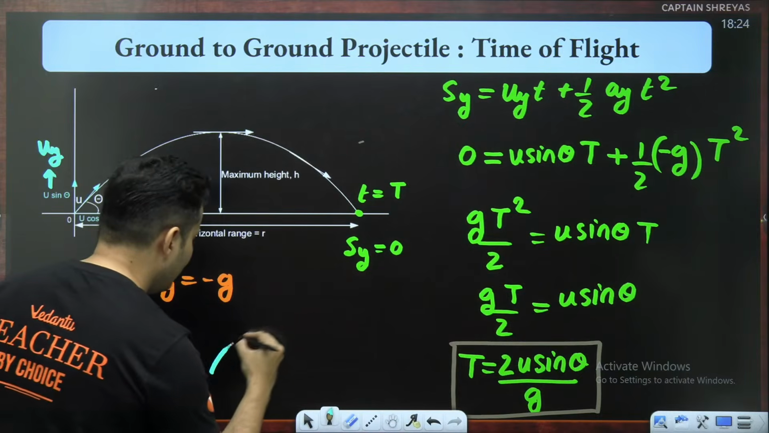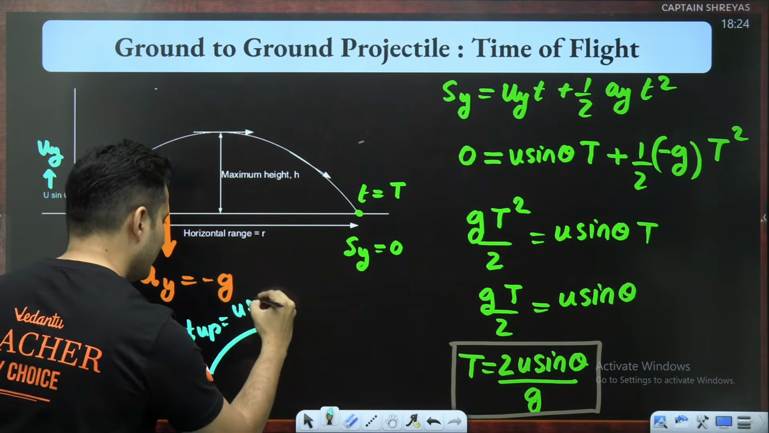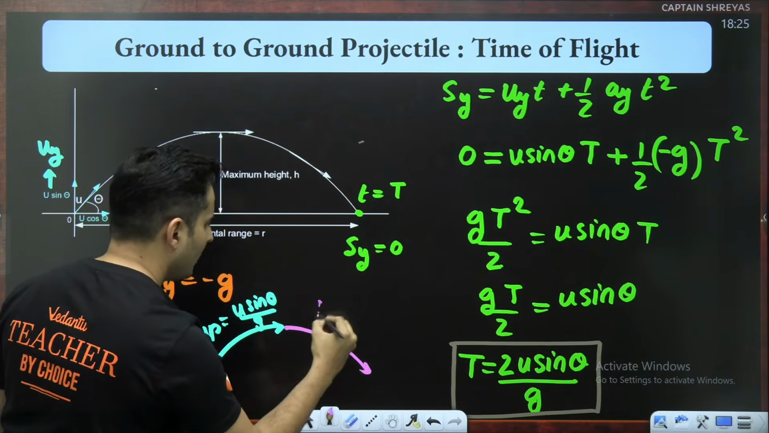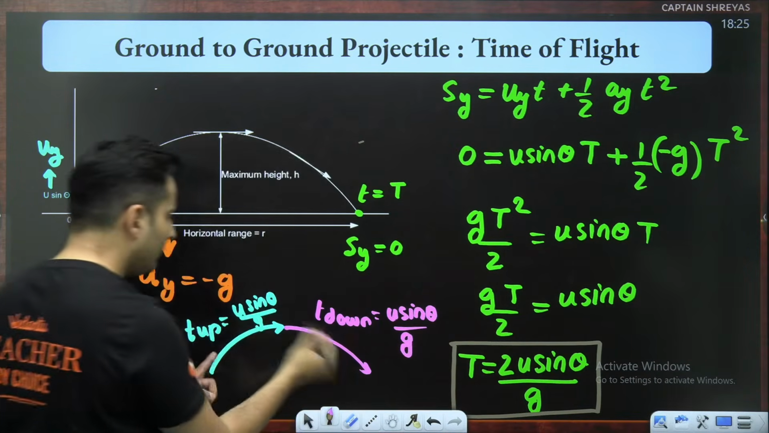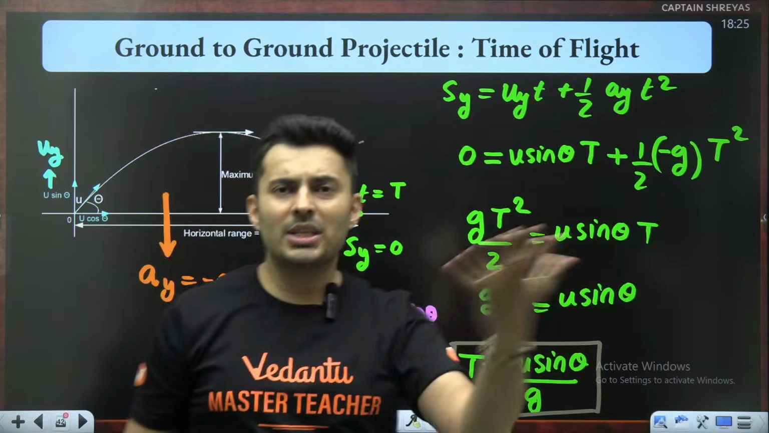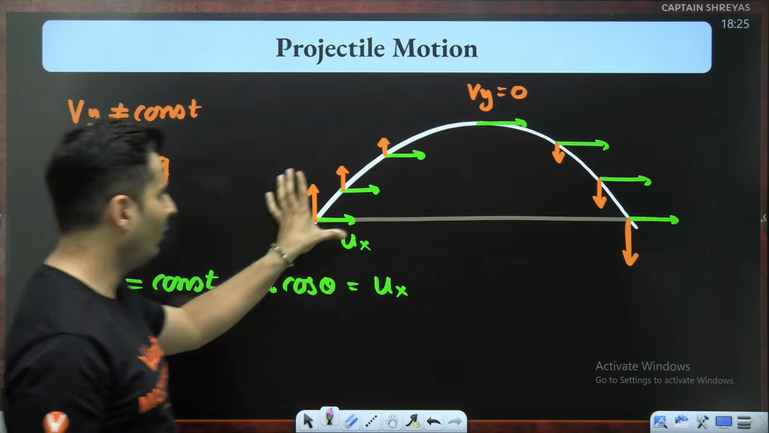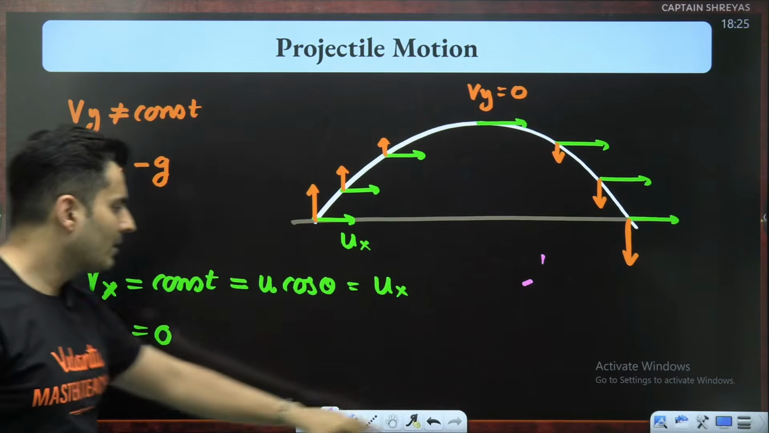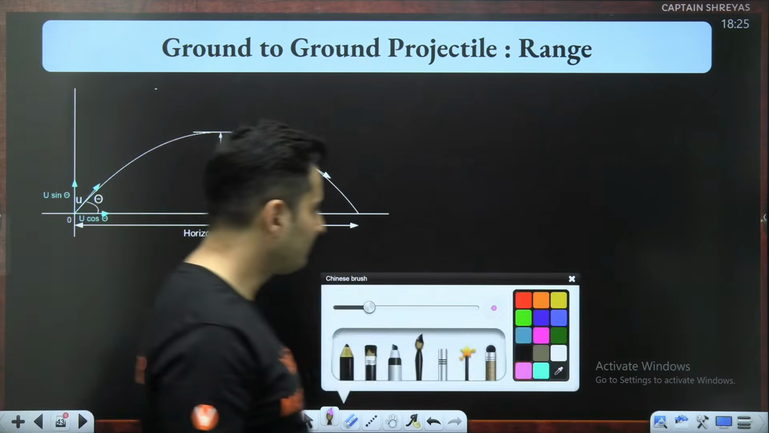For example, the time taken to go up will be u sine theta divided by g. And similarly, the time taken to go down will also be just u sine theta by g. Both of them will be equal. Time taken to go up, time taken to go down, right? Symmetric motion. The motion is completely symmetric. Whatever happens while going up will happen while coming down. Just like in this diagram, whatever is happening while going up will happen exactly in the reverse order while coming down. That's the only difference. The order is reversed, but the things which happen are the same. So the motion is symmetric.